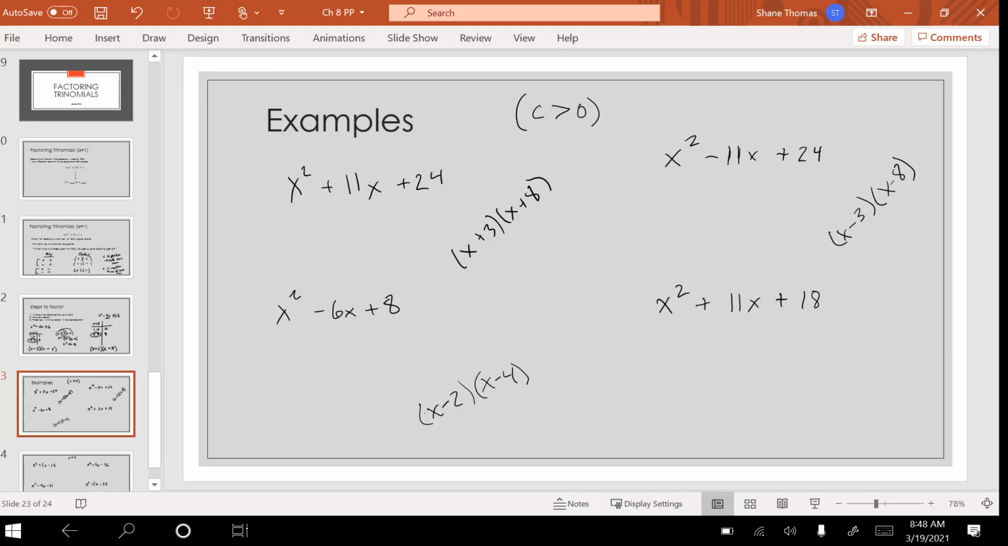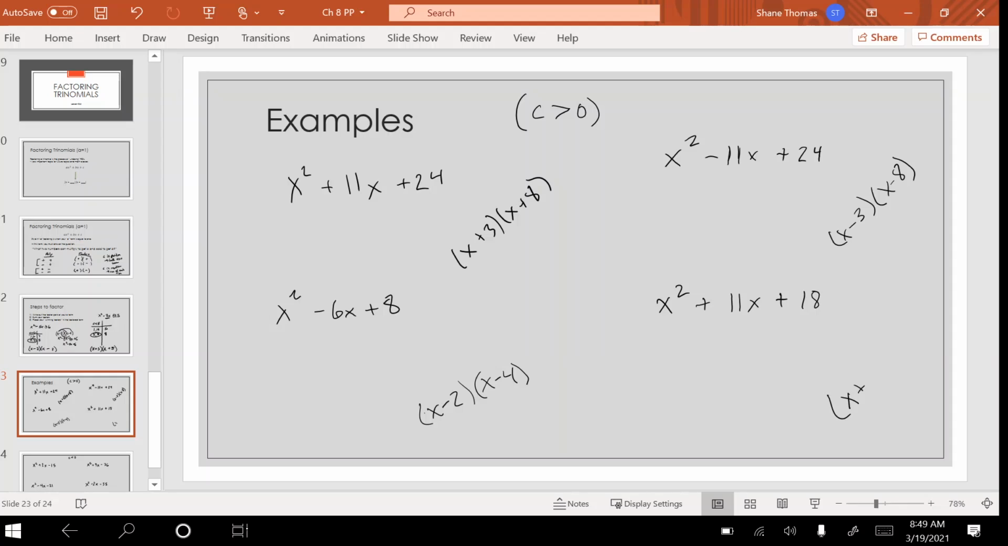Last one, x squared plus 11x plus 18. We break down the 18. It's a plus plus. So therefore, our factors are going to be what? Plus plus. All right, so 18, we got 1 and 18. We have 2 and 9. We also have 3 and 6, right? Okay, add them up. 2 and 9 is 11. All right, that gets us our B term. So we're going to have x plus 2, x plus 9 is correct.